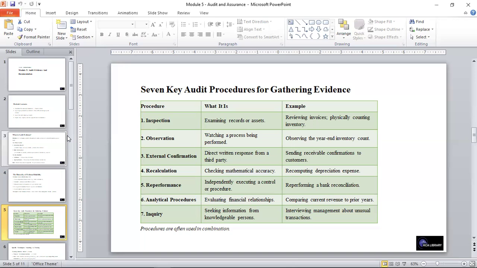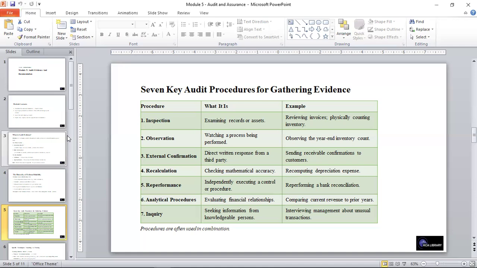Another is external confirmation, which deals with a direct written response from a third party. An example of this is sending receivables confirmations to customers. Another key audit procedure in gathering evidence is recalculation, and this deals with checking mathematical accuracy. An example of this is recomputing depreciation expense. We have reperformance, which deals with independently executing a control or procedure. For this, an example is performing a bank reconciliation.